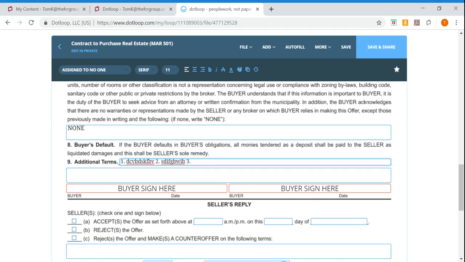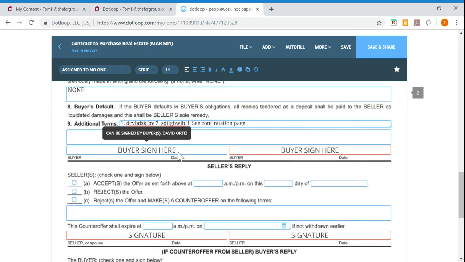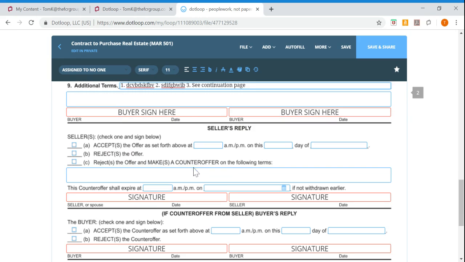If you need a continuation page, your last one should say see continuation page. Terrible spelling. And now that you've referenced that continuation page, you can attach that to your offer. Have your buyer sign the continuation page as well. At the end, have your buyer sign, and then the seller will have an opportunity to accept, reject, or counteroffer what your buyer is submitting.